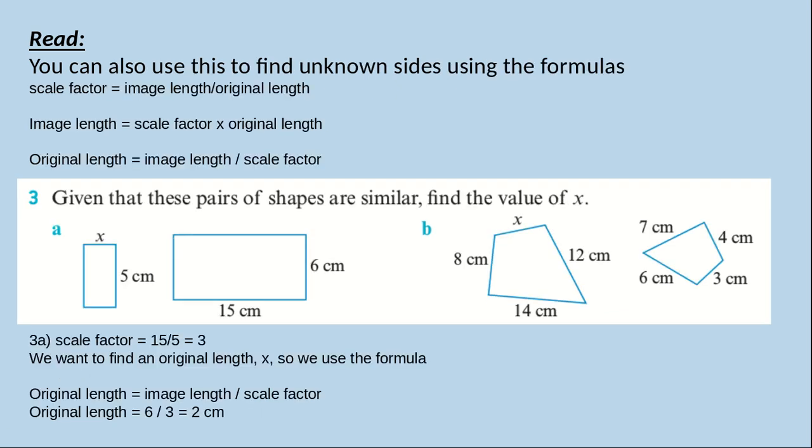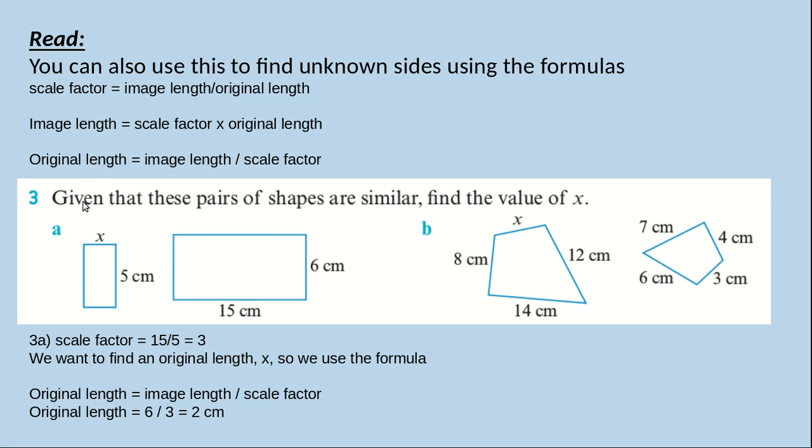Alright, but the main topic today, we're going to look at finding unknown sides. So you copied down these formulas yesterday. Scale factor equals image length divided by original length. That was your first formula. And you can rearrange it to get these other two formulas. The image length equals scale factor times original, and original equals image divided by scale factor. So if I want to find the scale factor, obviously I'll use this first formula. And that's what you've done so far. But we're going to start looking at finding the image length or the original length if we know the scale factor.